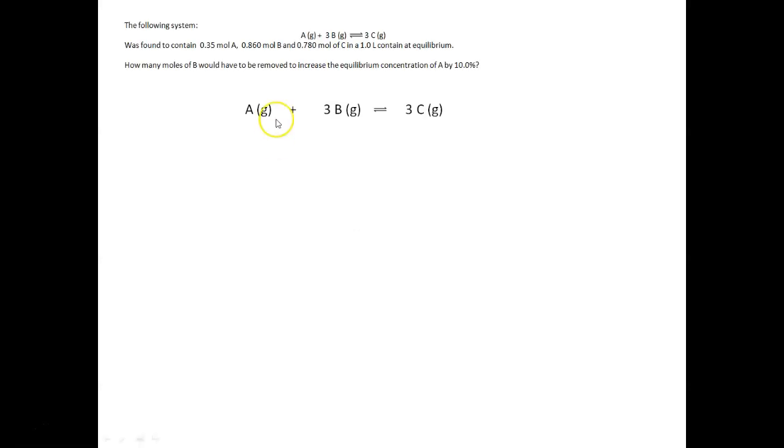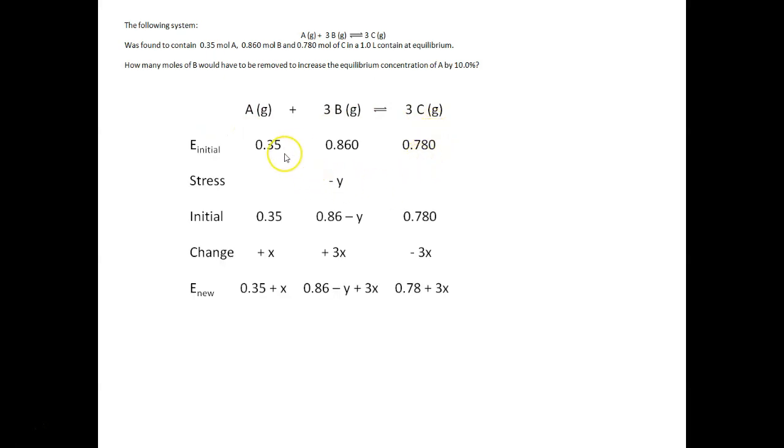At this point, you should be pausing the video and trying to solve on your own. Okay, so here we have our equation. We can substitute in for our ice table. We know that we have our initial concentrations, and because it's a 1 liter container, we have these. I removed some B, so it's going to be my minus Y. So now I'm no longer at equilibrium, so now these are my new initial concentrations.